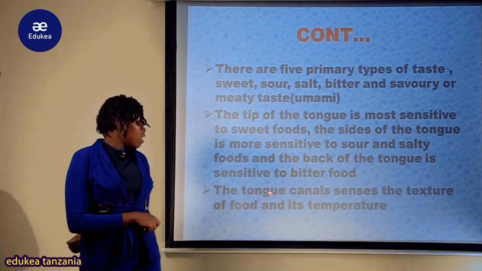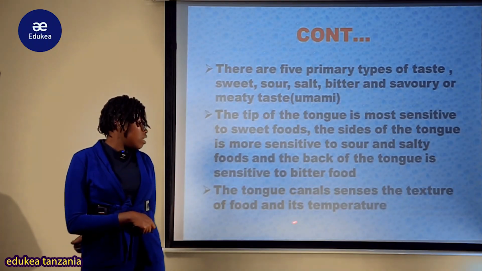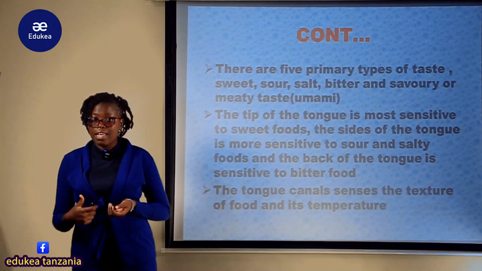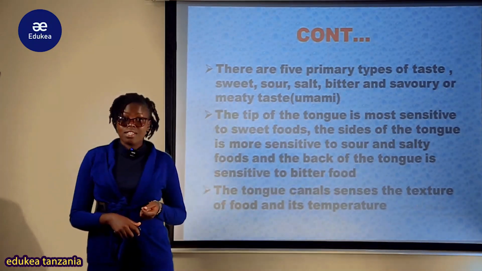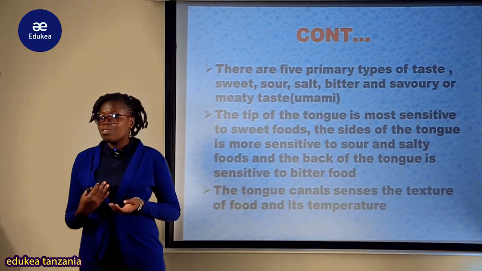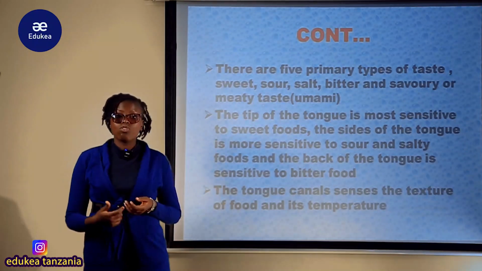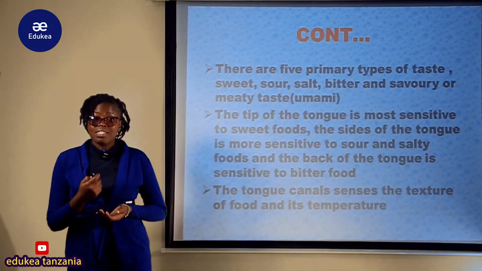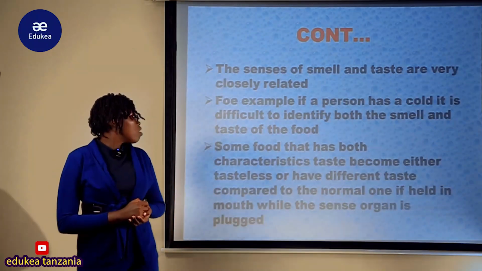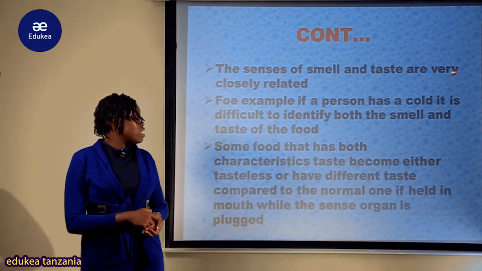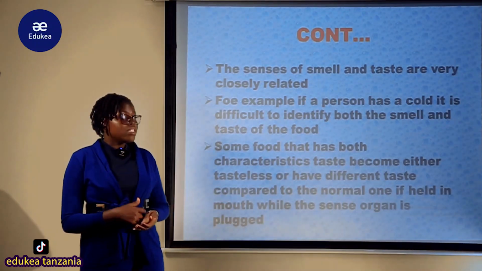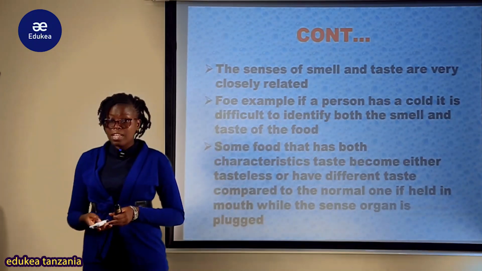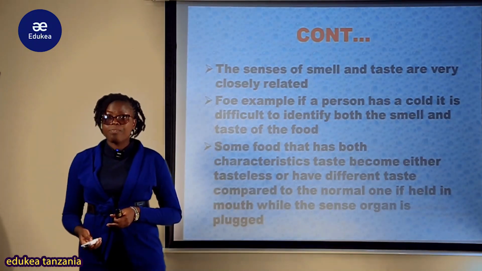So the tongue kernel senses the texture of the food and its temperature. Kwa kwenye tongue, kwenye ulimi kuna tongue kernel, ambayo yenyewe kazi yake ni katika kuweza kusense the texture, the roughness and the smoothness of the food, na vile vile kuweza kuangalia joto la chakula. So those are the namna gani unaangalia sasa tongue inakuwa ina adapt its function. Also, the senses of smell and taste are very closely related. The senses of smell pamoja na tongue, they are very closely related. Kwa nini they are very closely related?